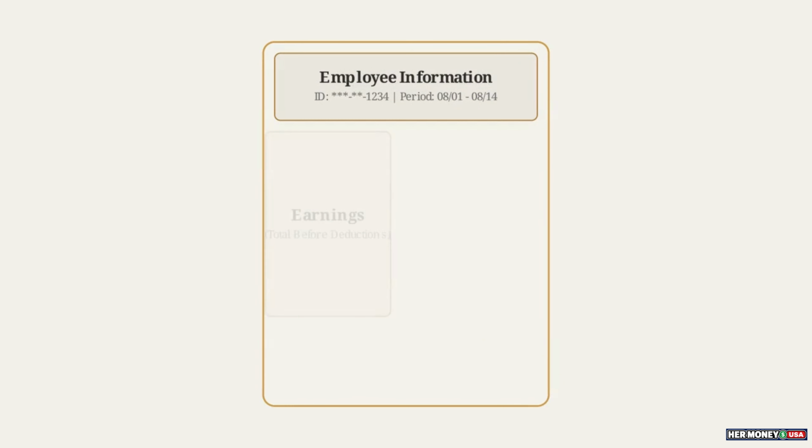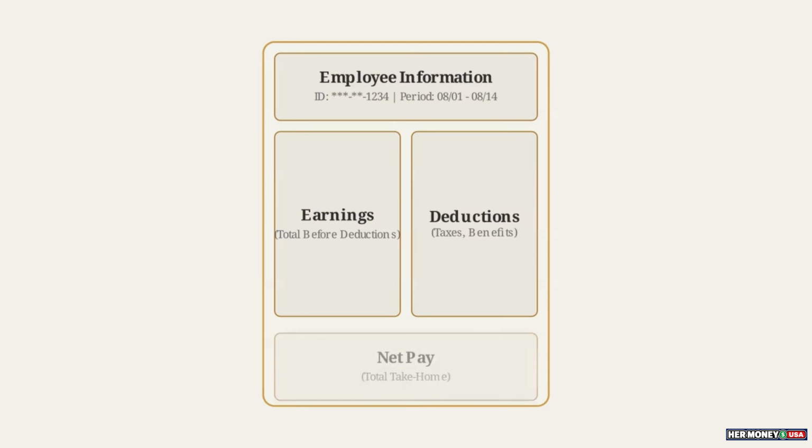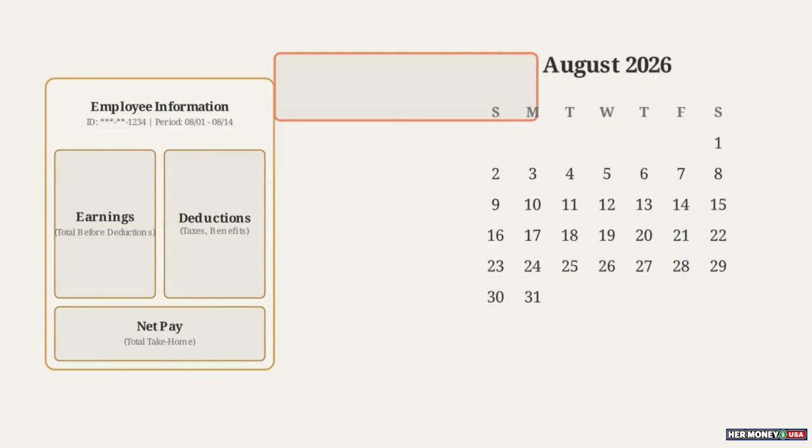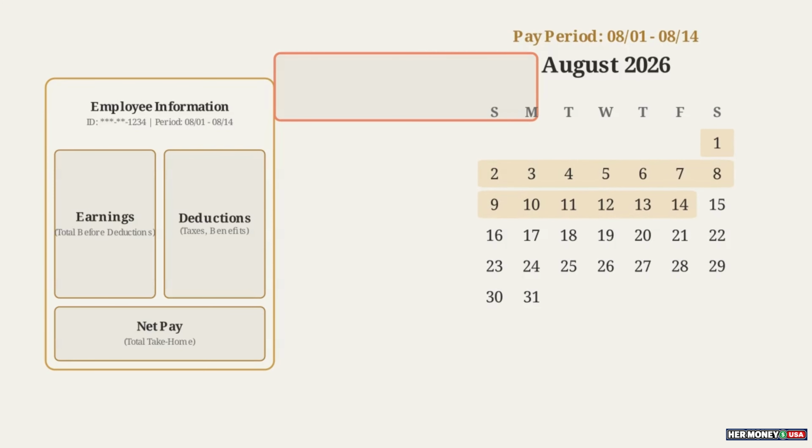This schematic outlines the foundational anatomy of the document. Every standard pay stub is divided into 4 distinct zones: your employee information, your earnings, your deductions, and your net pay. Timing is established in the first zone.